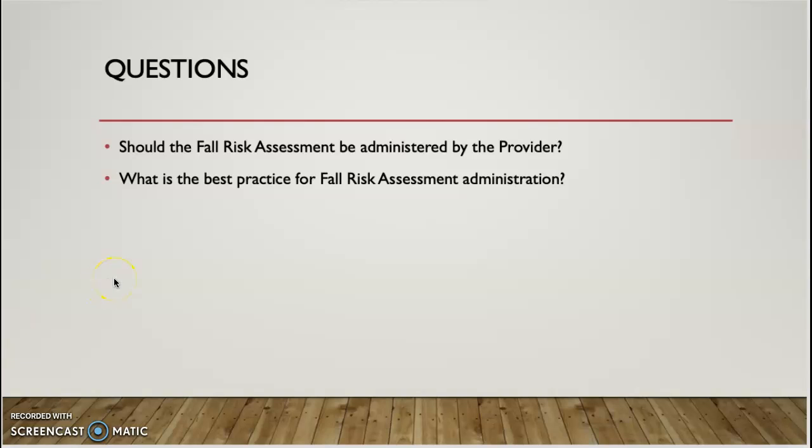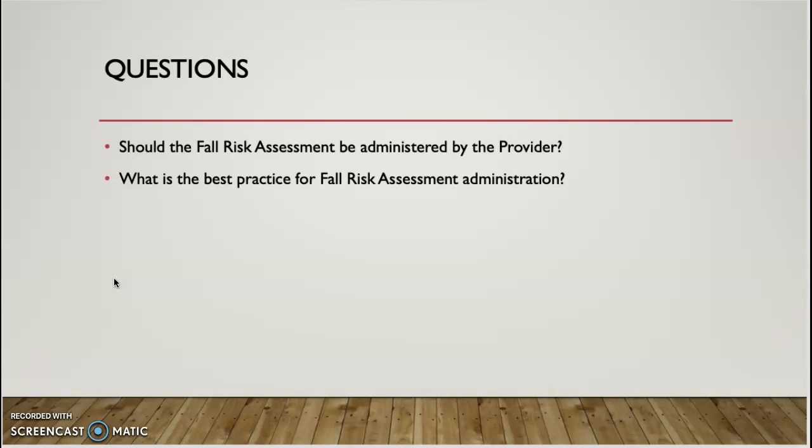Questions that I have. Should the fall risk assessment be administered by the provider? What is the best practice for fall risk assessment administration? The reason why I have these questions is because we already are observing an issue. Do we have the best practice? If we are going to ensure that we are providing quality care to the patient.